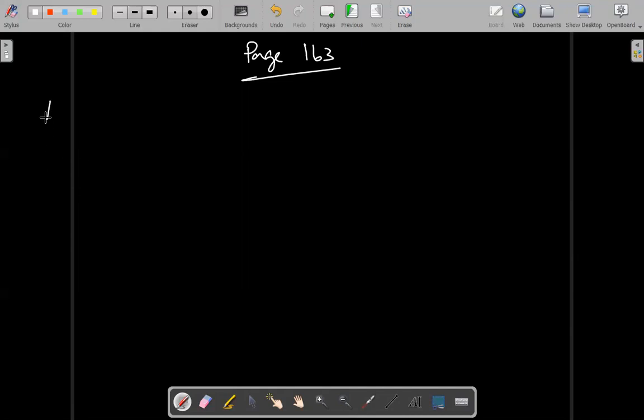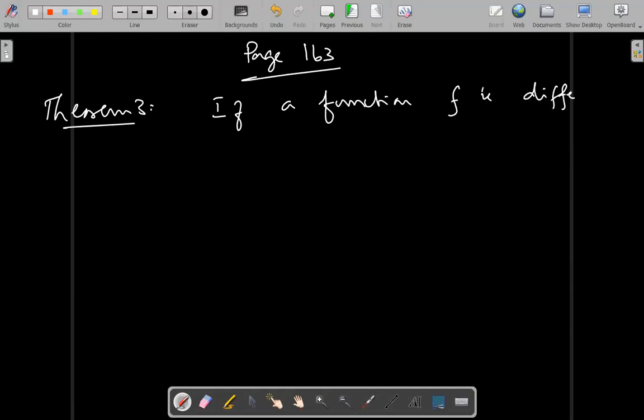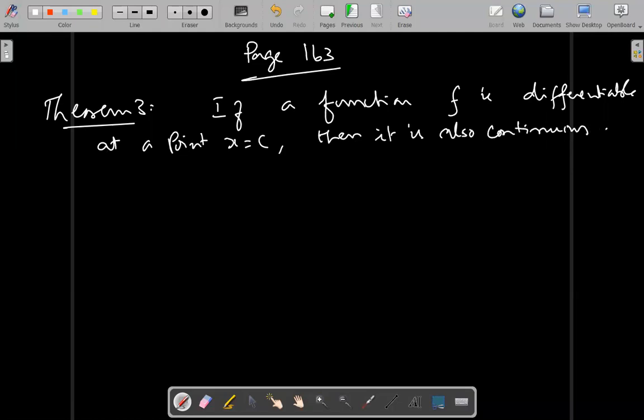So he talks about, if a function f is differentiable at a point x equal to C, then it is also continuous at that point.